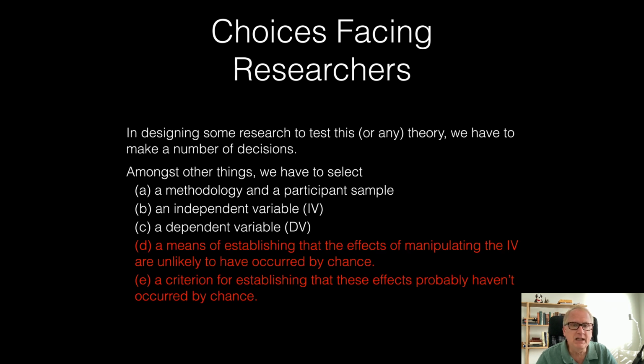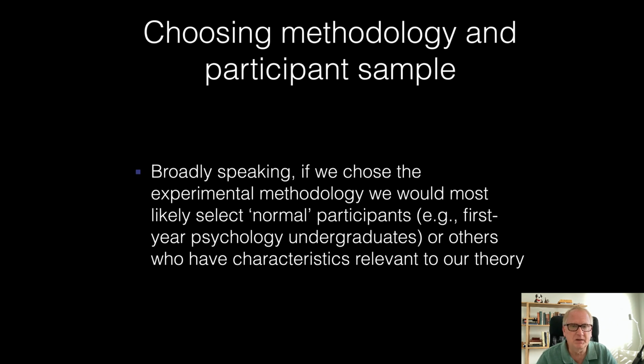Now, D and E are really statistical issues. These are things that we'll start talking about from the 5th lecture on, when we get much more into things like p-values and so on. This is going back to some of the logic behind hypothesis testing. So I won't really talk about D and E today. We're going to really focus on A, B, and C. All right, let's take that first question about how we choose the methodology and our participant sample.